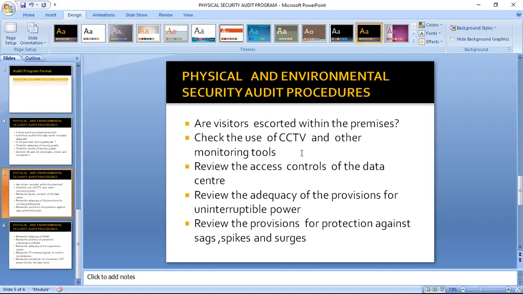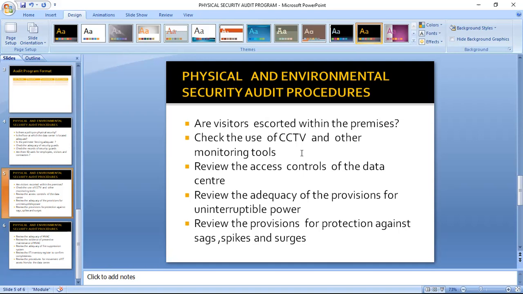They review the adequacy of the provisions for uninterruptible power. That is very important, especially for the servers in the data center. So you want to look at the use of generators, backup generators, inverters, then UPS, very, very important. All those devices ensure the power is always available, and you want to check them.